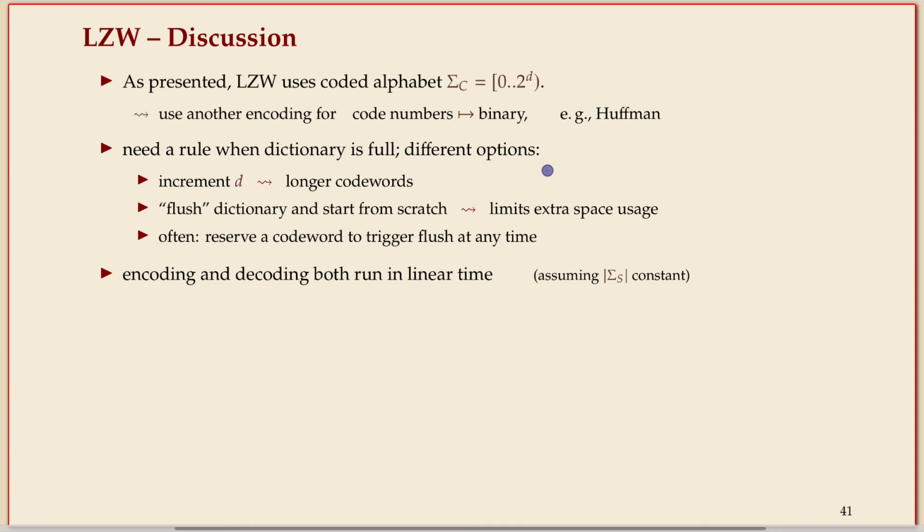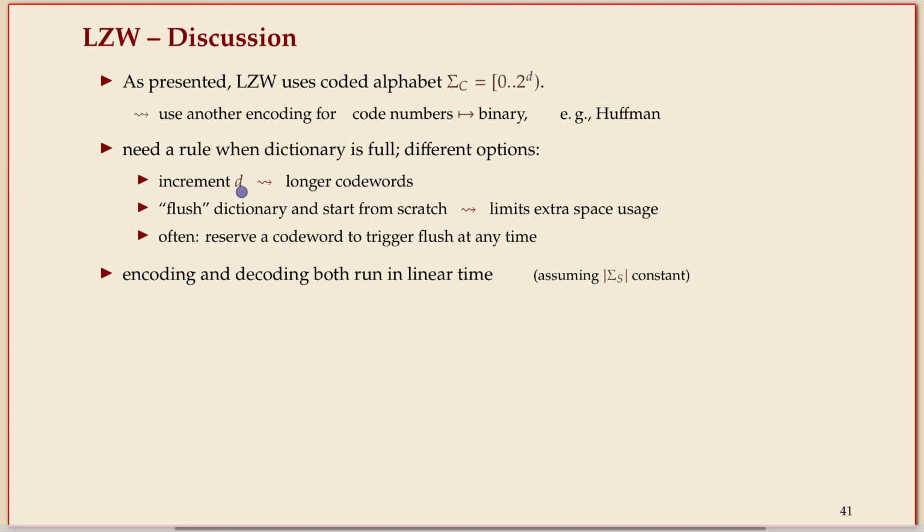Depends a bit. Then what I told you so far is it was a bit of a lie. I said we fix the size of the dictionary as 2 to the d, so that we have d bits for each code word. But if we keep encoding along a longer text, then we run out of space in the dictionary. So we need a rule to do what we do in this case.